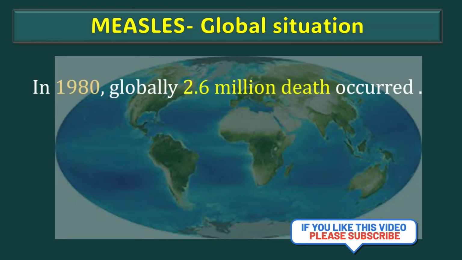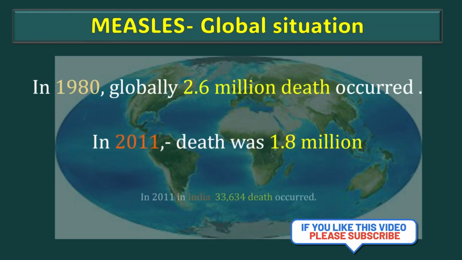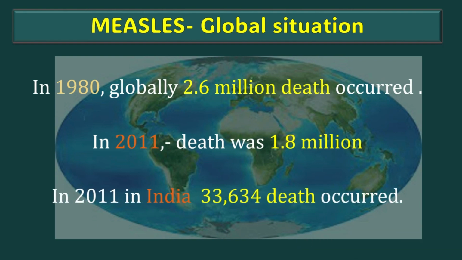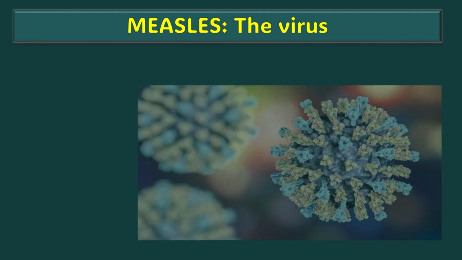Global situation: in 1982, 6 million deaths occurred, and in 2011 the death toll was 1.8 million. In India in 2011 there were 33,634 deaths due to measles only.